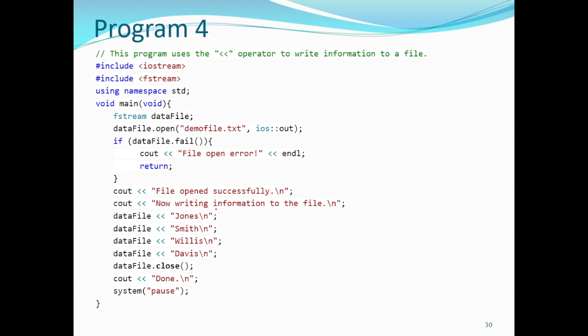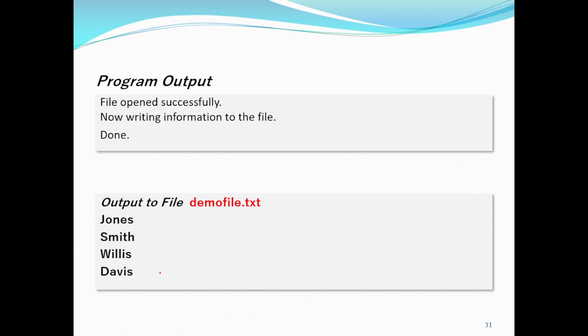Now we are writing these names to the file. Okay, and then at the very end we are closing the file. So when we run this program, we will see these messages on the screen, and when we open my text file, demo file, we will see these names, right? So these are in the file, and this will be on the screen.